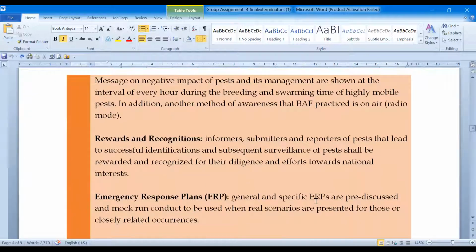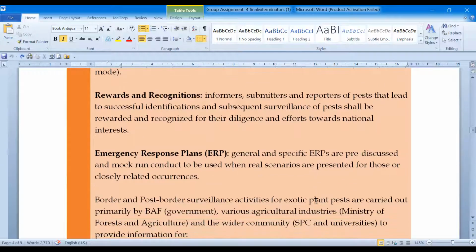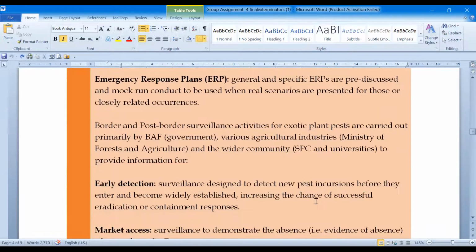And then there are also rewards and recognitions for informers, submitters, and reporters of pests that lead to successful identifications. So this is just to encourage reporting of pests. And then emergency response plans, general and specific ERP are pre-discussed and mock runs conducted just to ensure that you don't get any surprises in the field.